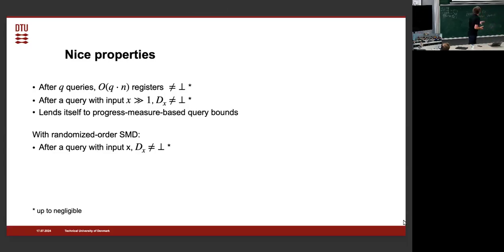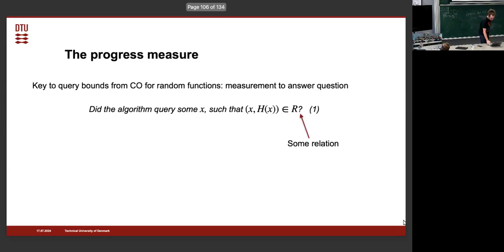So this is my list of nice properties where conditions apply, which is hard to neglect. Now let's look at the progress measure based approach.